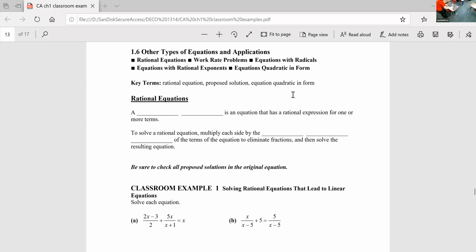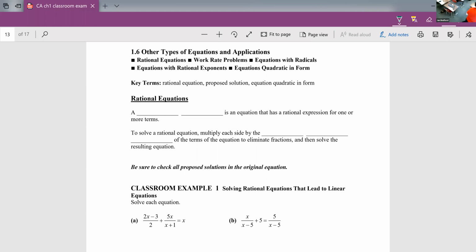So 1.6, we're going to fill this in. We did kind of a short preview last class, but let's look at this now. And the first thing we're going to talk about is rational equations. If I were to ask you, what does that word rational mean to you?